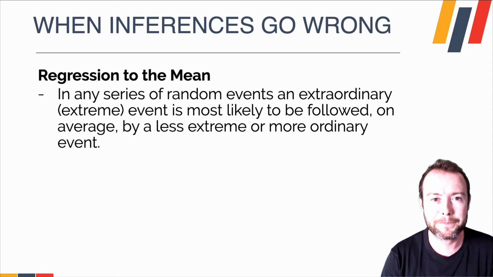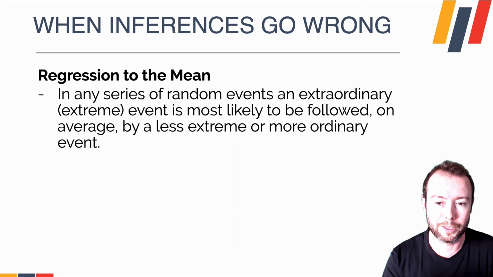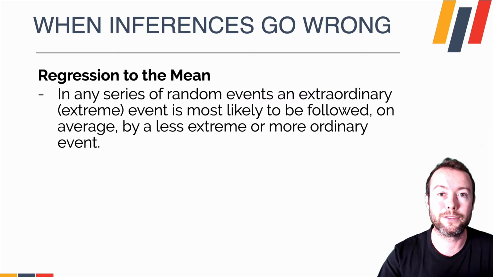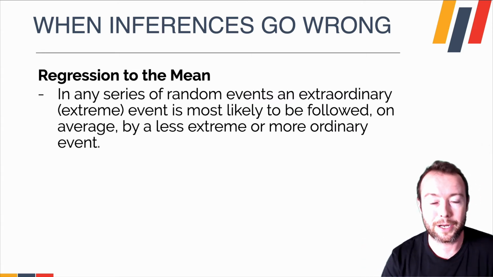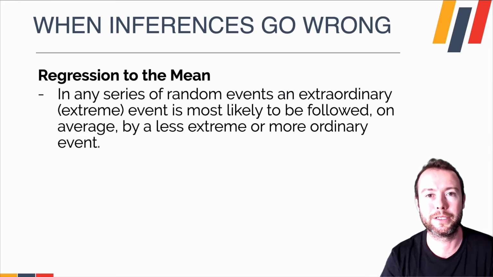Now, a really important issue here, and throughout psychology and your life more generally, is this concept of regression to the mean. This basically refers to that in any series of events where there is some degree of randomness or luck that's responsible for the outcome, when we witness an extraordinary or extreme event, if we then resample that event at a later time point, it's most likely to be followed by, on average, a less extreme or more ordinary event. So let's see an example to kind of illustrate how that might happen.